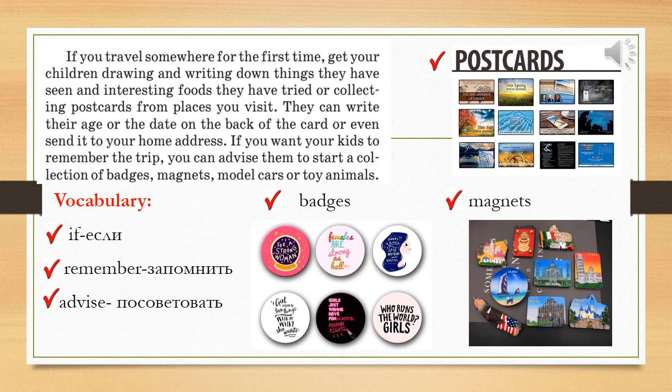If you travel somewhere for the first time, get your children drawing and writing down scenes they have seen and interesting foods they have tried, or collecting postcards from places you visit. They can write their age or the date on the back of the card, or even send it to your home address. If you want your kids to remember the trip, you can advise them to start a collection of badges, magnets, model cars, or toy animals.